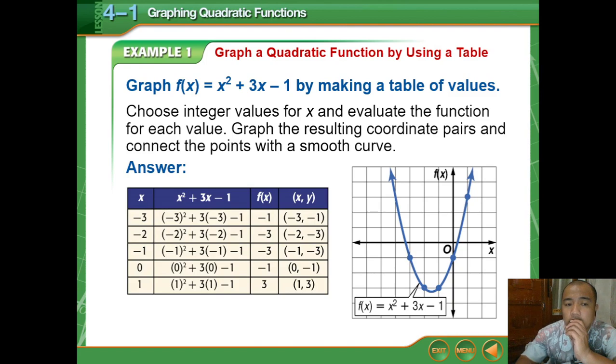So assign values of x, starting with -3, -2, -1, 0, 1. Substitute each into x squared plus 3x minus 1, and that will be the value of f of x, or y. For x equals -3, y is -1. If x is -2, y is -3. If x is -1, y is -3. If x is 0, f of x is -1. If x is 1, y is 3. So with the corresponding ordered pairs, plot them on the Cartesian plane, connecting the points with a smooth curve called the parabola. So this is the graph of f of x equals x squared plus 3x minus 1.